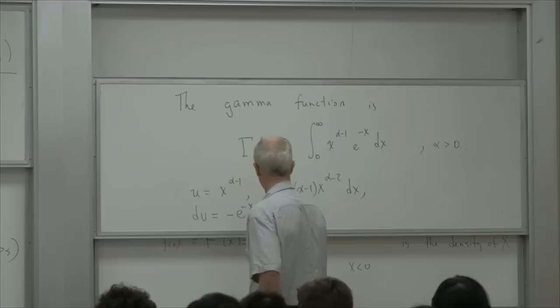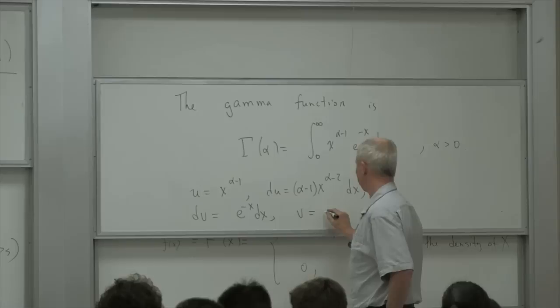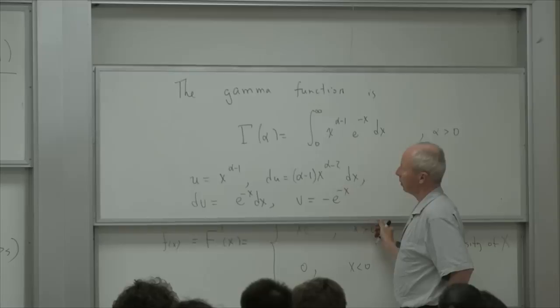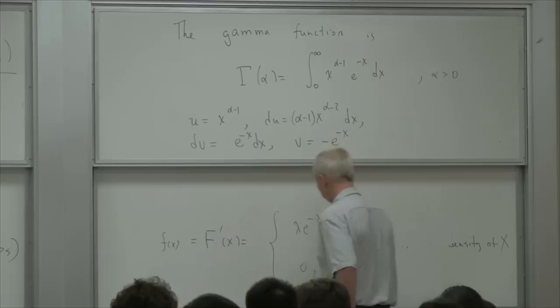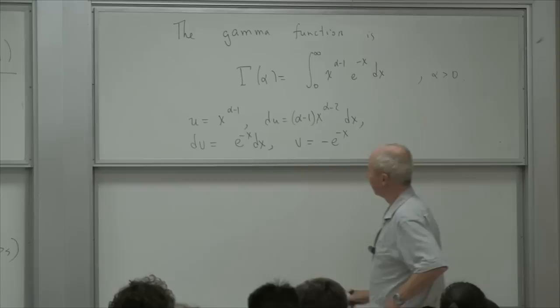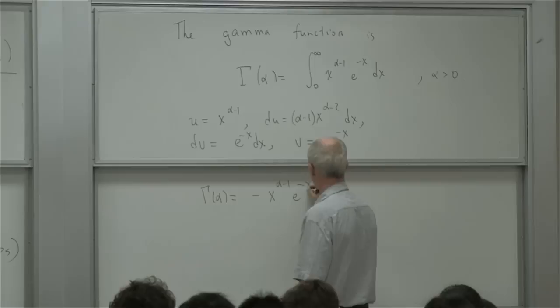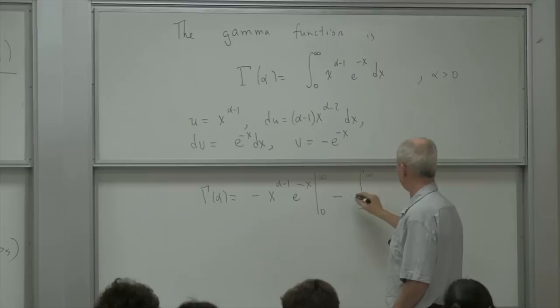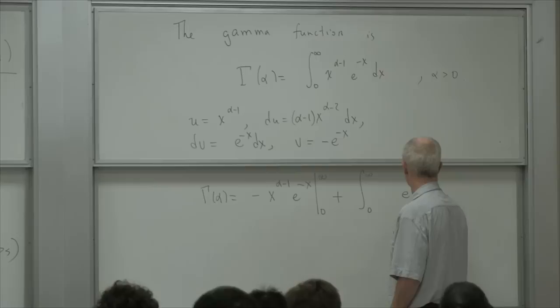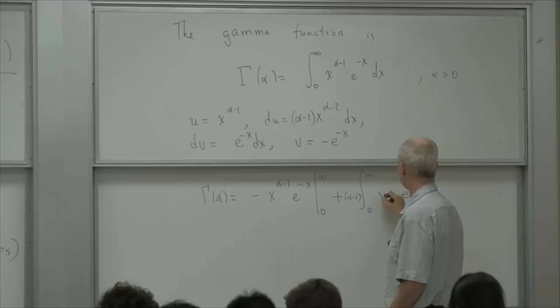Let me get rid of my sign there. Okay. That would say that gamma of alpha is what? U times V evaluated between 0 and infinity, minus the integral from 0 to infinity, V du. Well, the V has a minus sign. Here's a minus sign. It becomes plus. E to the minus x, that's the V. Du is alpha minus 1. I can put the alpha minus 1 out in front, and then I get x to the alpha minus 2.